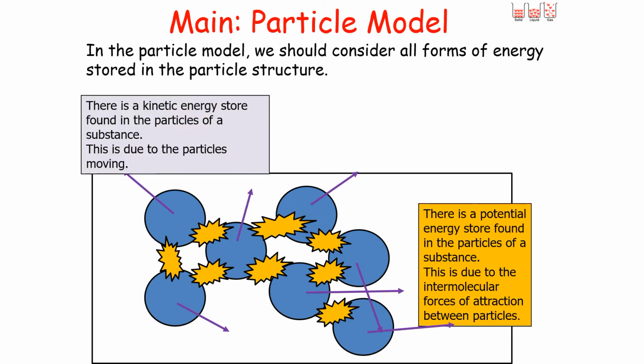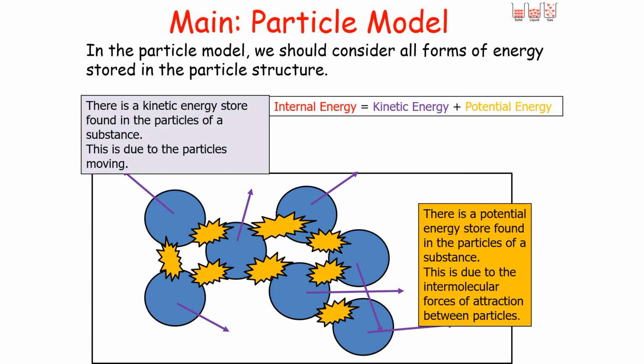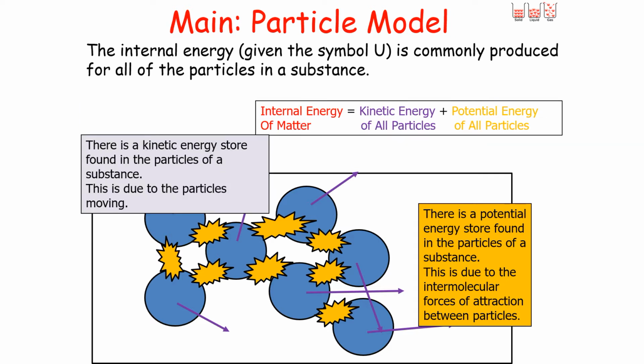There's also a kinetic energy store found in the particles of a substance due to the particles moving. Now together these two energy stores are referred to as the internal energy of the substance. So internal energy is equal to the kinetic energy plus the potential energy. But to calculate the internal energy of the substance, we've got to consider the kinetic energy of all the particles and the potential energy of all the particles.